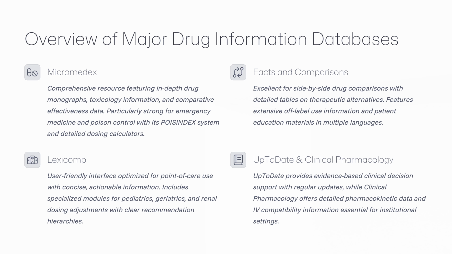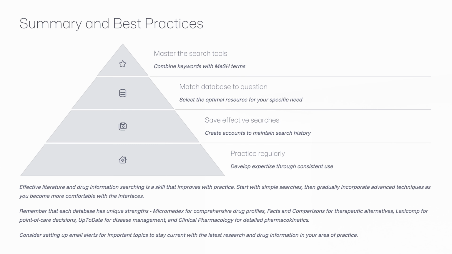Micromedex is one of the most common ones. Lexicomp, super popular, a little more expensive. Facts and Comparisons, probably used a little bit less, but still good for certain searches. And then UpToDate and Clinical Pharmacology. UpToDate will provide you in-depth expert reviews on various topics you search. And then Clinical Pharmacology is more for your pharmacokinetic and IV compatibility searches. So that concludes your mini overview of drug information databases.